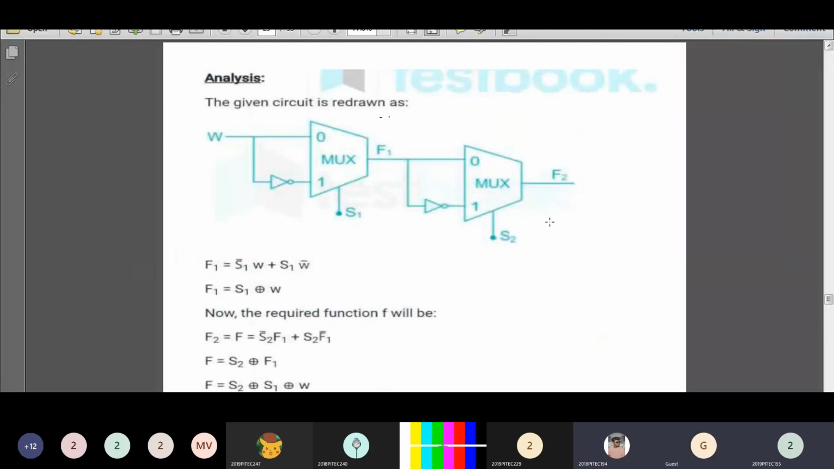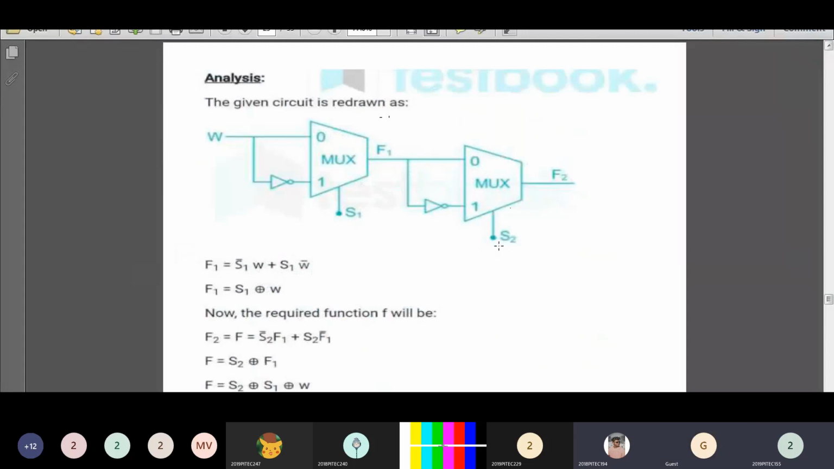Now you have to find out the output of the second multiplexer. The output of the first multiplexer is connected directly to the first input of the second multiplexer, and it is connected to the second input of the second multiplexer through a NOT gate.